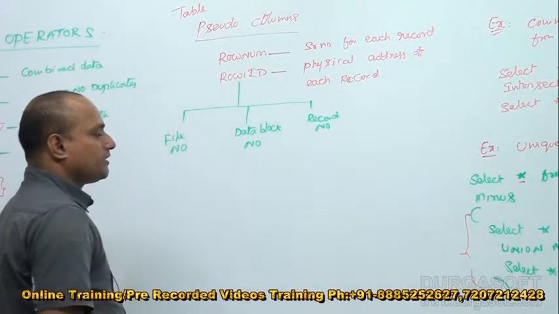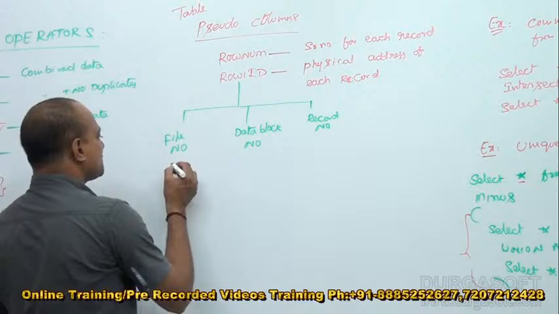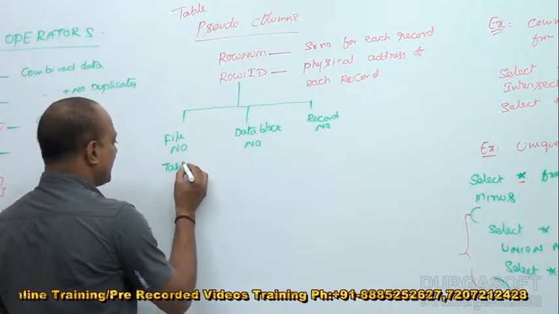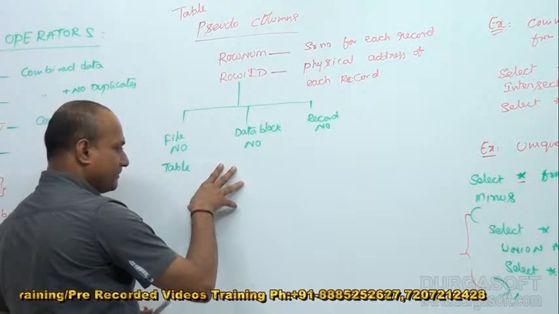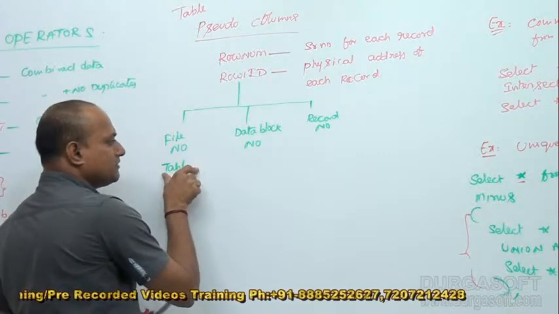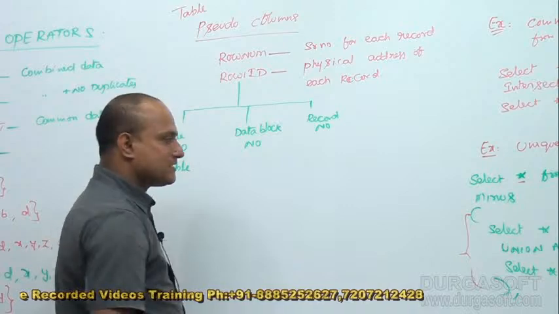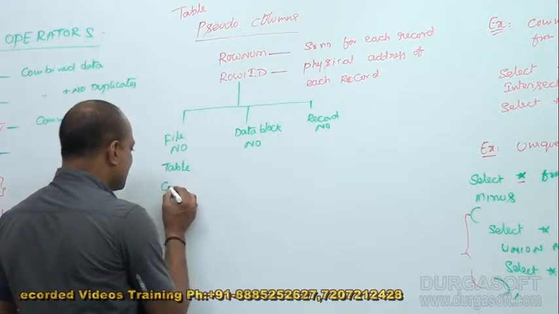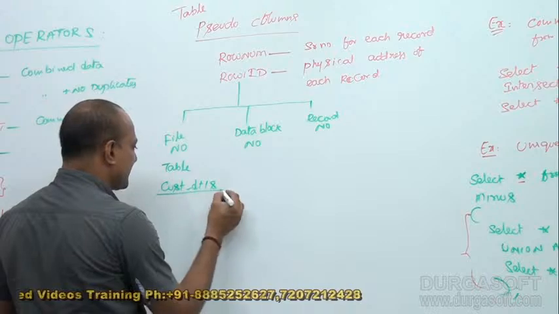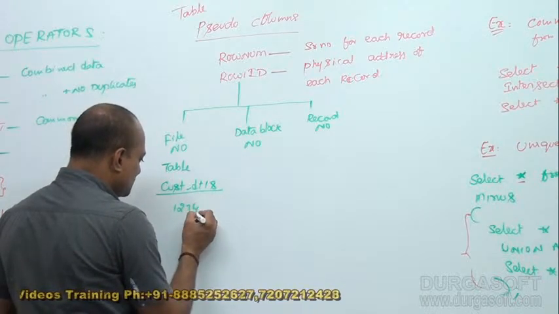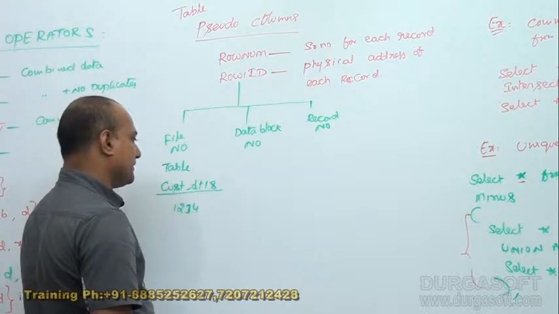File number, data block number, record number. What is a file? A file is also called a table. Remember that. Every table in your Oracle database should be identified with a unique number. Let us assume my table is customer details. For this also there is a unique number. Let us say 1234 is the unique number.